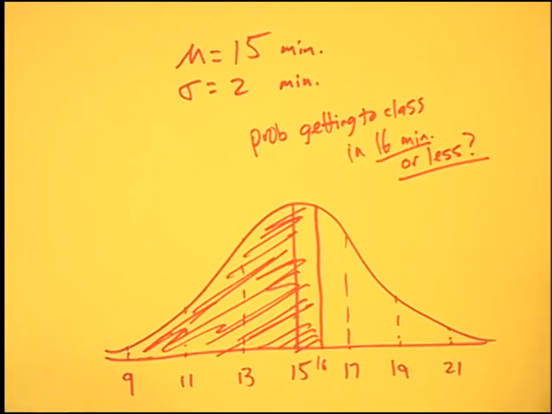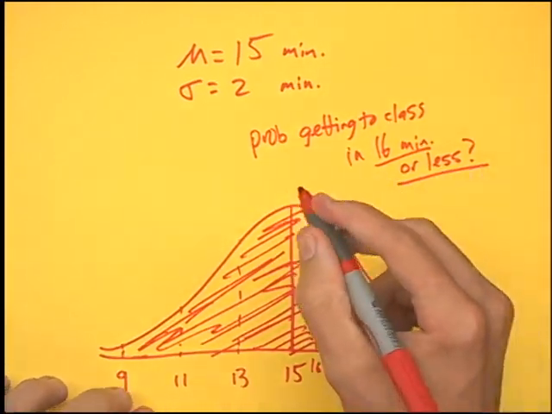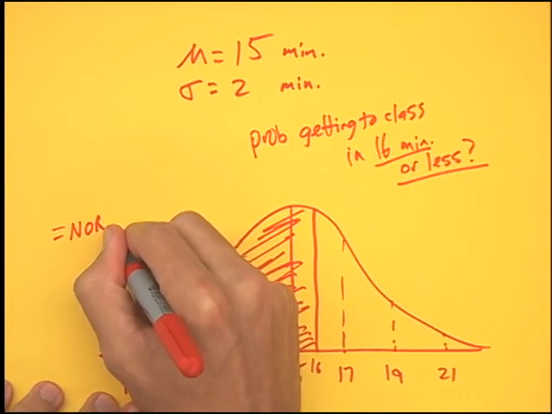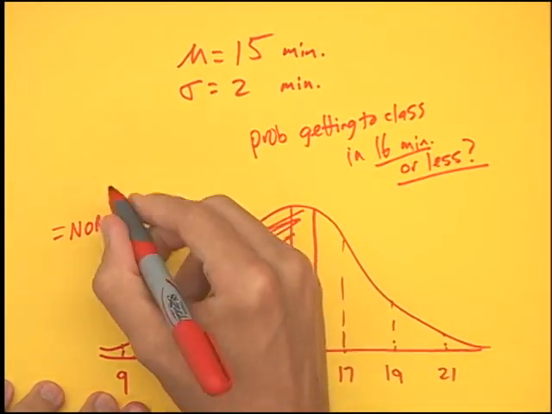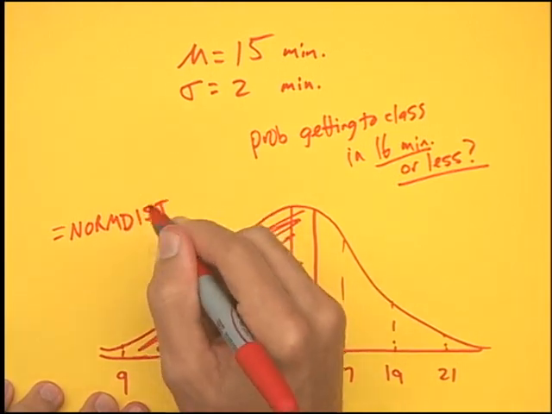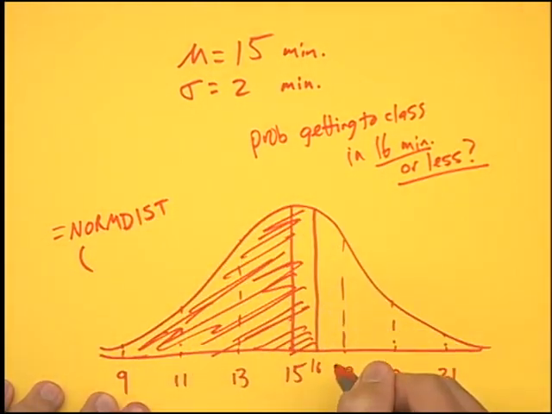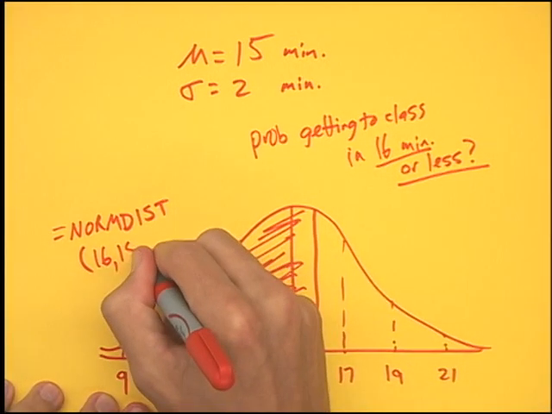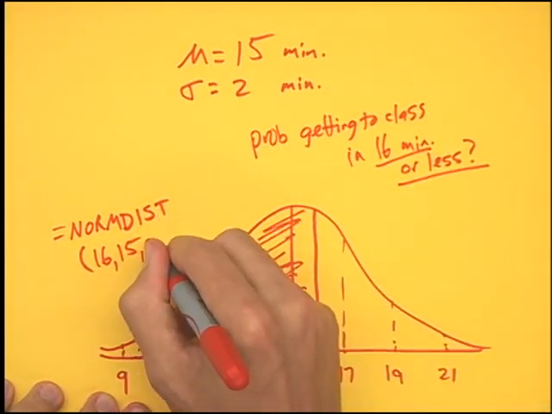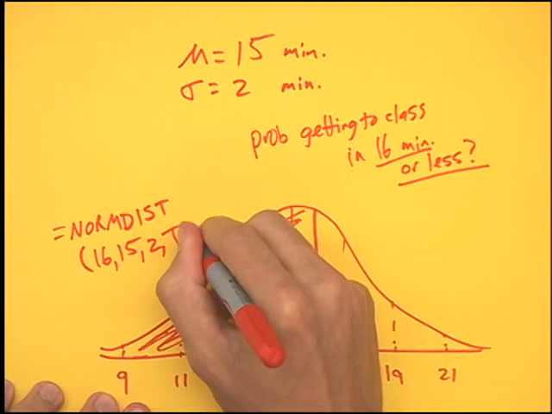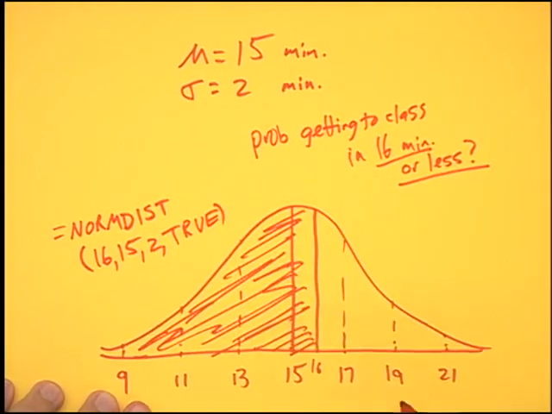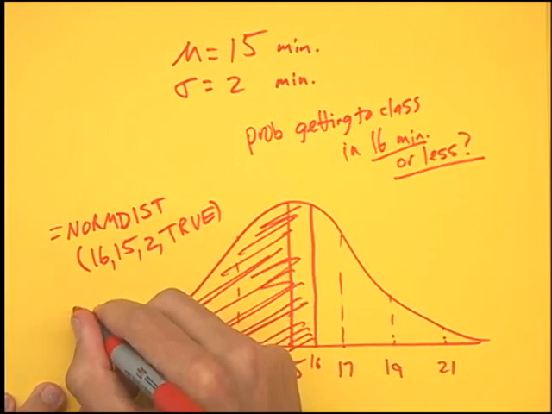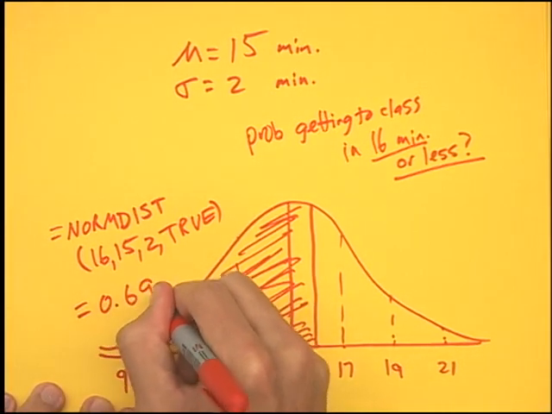All right, so I can ask this to Excel, right? I can just say equals norm dist, because I have the x, 16, and I want the probability. So equals norm dist. What's the x I want? I want to know about 16. Tell me about my normal. It has a mean of 15, a standard deviation of 2, and I put true. That's going to give me this probability. All right, in fact, I believe it works out to 0.69.